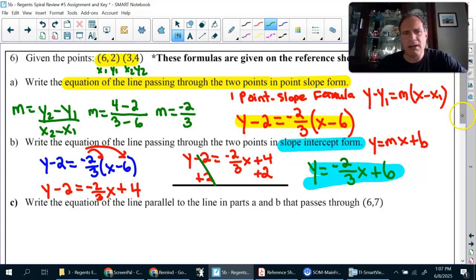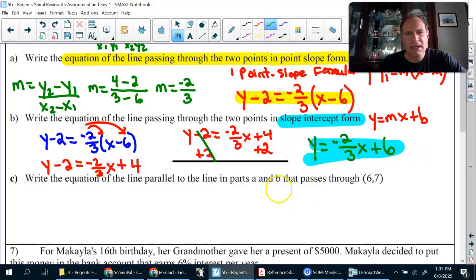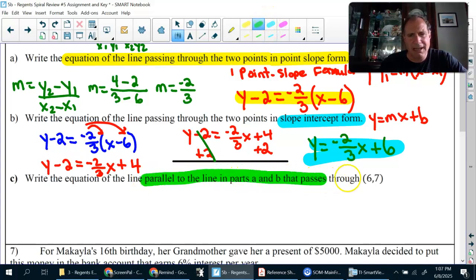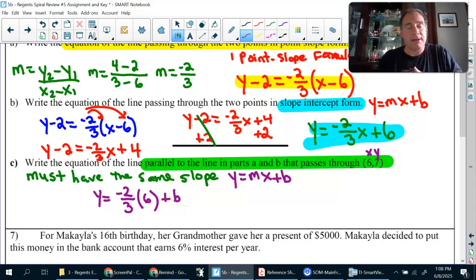It says write the equation of a line that is parallel to the line in parts A and B, and that passes through 6, 7. It has to be parallel. All right, so remember, you're going to use y equals mx plus b because you have the slope. You're writing an equation for a line that is parallel to what you have there. So the slope is negative 2 over 3, and they give you a point, x and y.